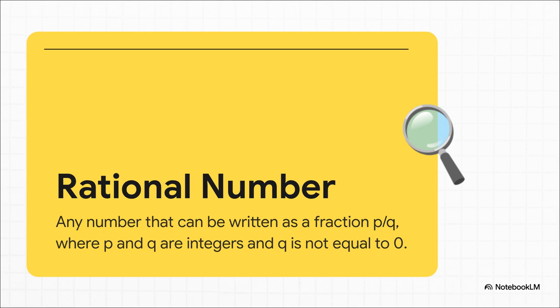It's any number that you can possibly write as a fraction, p over q, where p and q are both integers. Now, there is one single crucial rule. That bottom number, q, can never be 0, because we all know what happens when you try to divide by 0. It just breaks math.